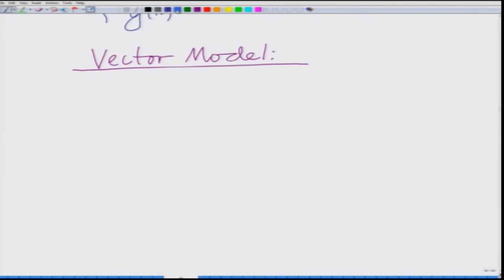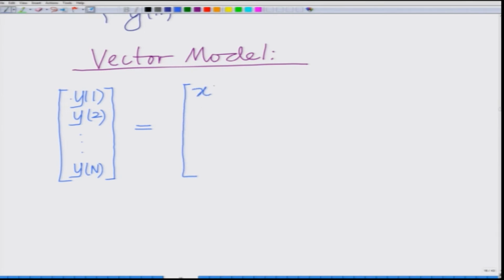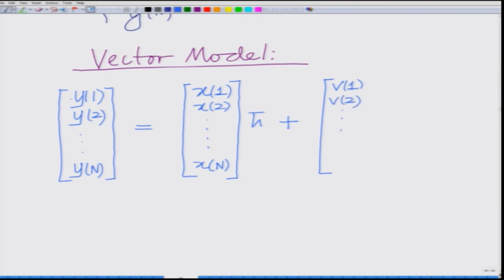First we can write the received vector y bar, which will consist of the received symbols y1, y2, up to yn. This is equal to the vector of transmitted pilot symbols x1, x2 up to xn, times h, plus v1, v2 up to vn. This is the noise vector.